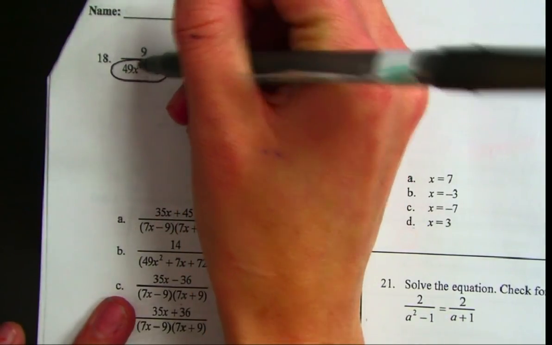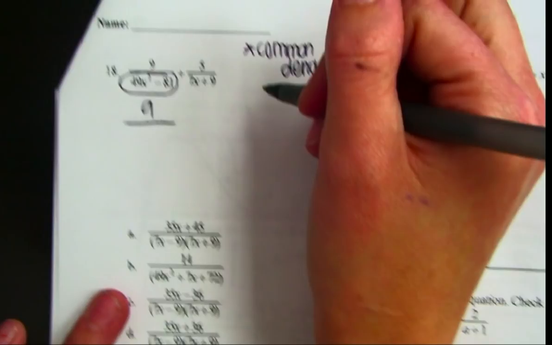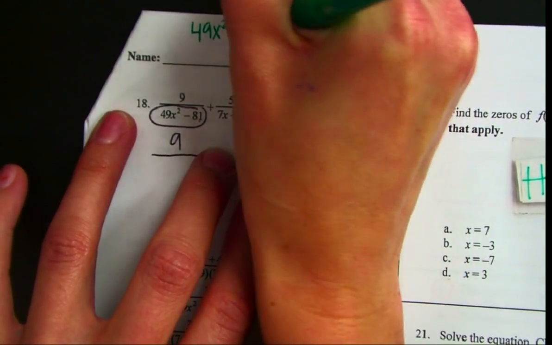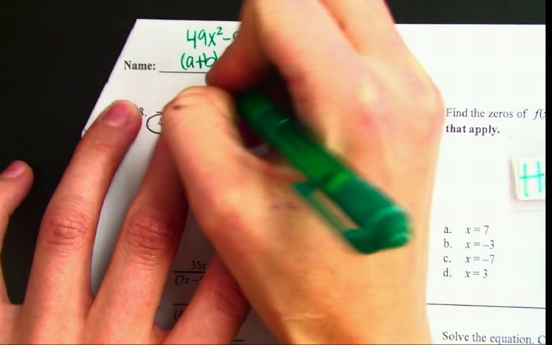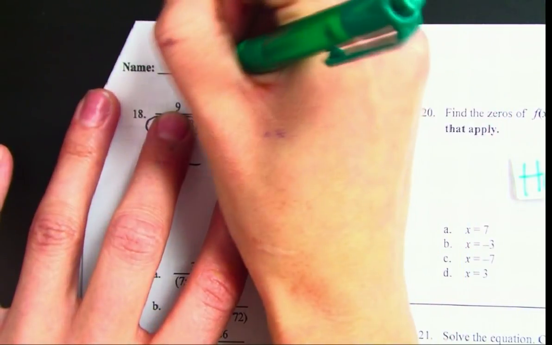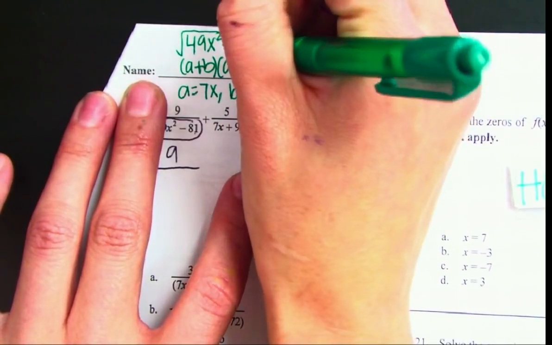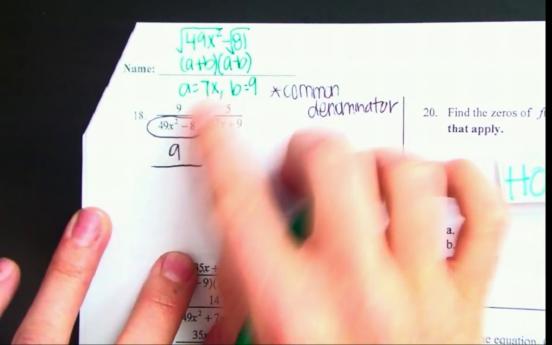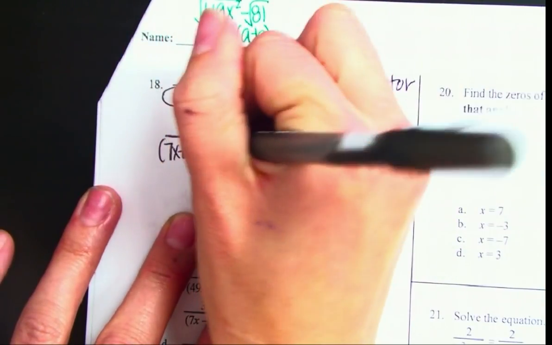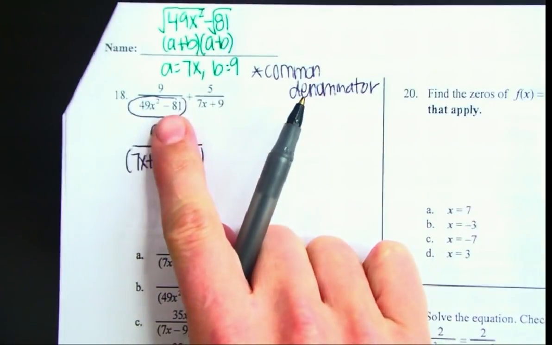So I'm going to rewrite this. 49x squared minus 81 is the difference of two perfect squares. So I can show you that up here. 49x squared minus 81 is going to follow the formula (a plus b)(a minus b). So to find your a term, you do the square root of 49x squared. That's going to give you 7x. Your b term is the square root of 81, which is 9. So to factor the bottom of this fraction, it's going to be (7x plus 9)(7x minus 9), a plus b, a minus b, because this is the difference of two perfect squares.